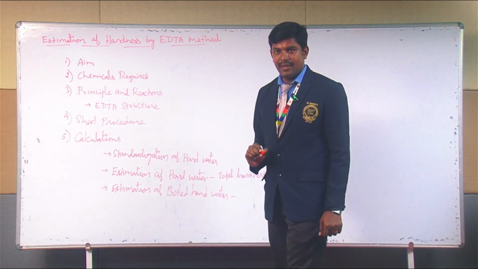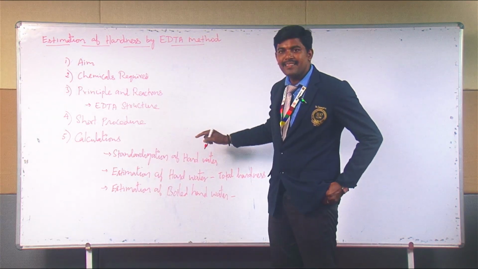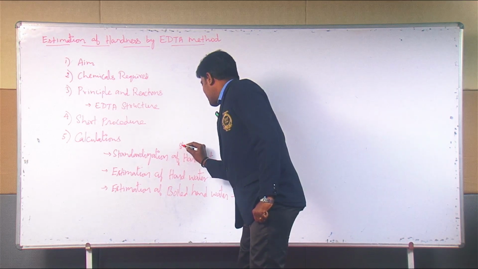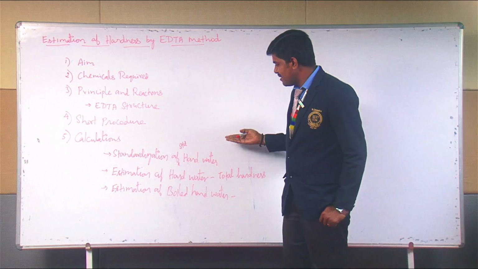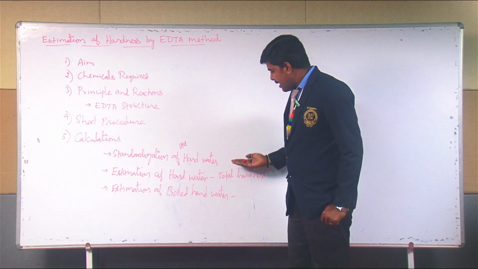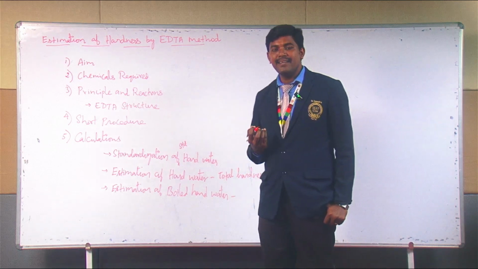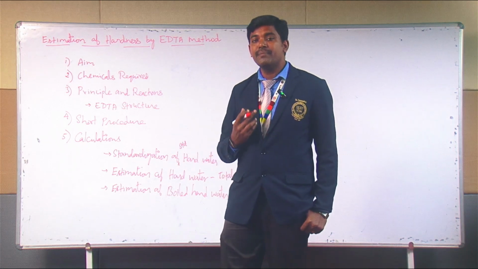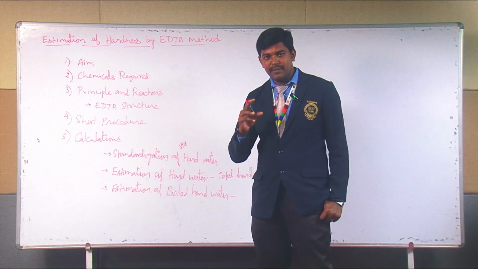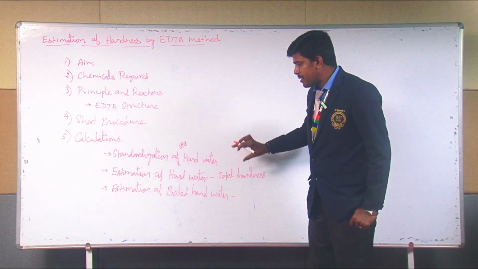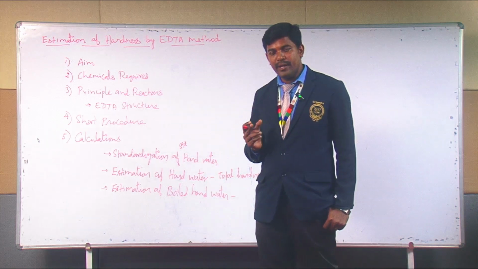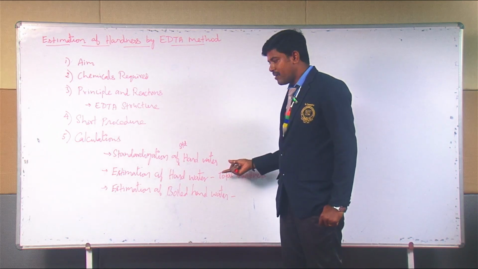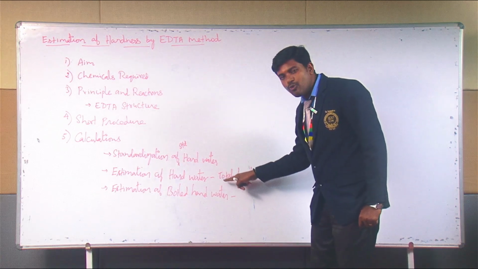Here, first we are standardizing the standard hard water. And in the second part, we are estimating the hard water. Hardness is of two types, temporary and permanent. The hard water contains both temporary and permanent hardness. So while we are estimating the hard water, we can get the result for the total hardness.